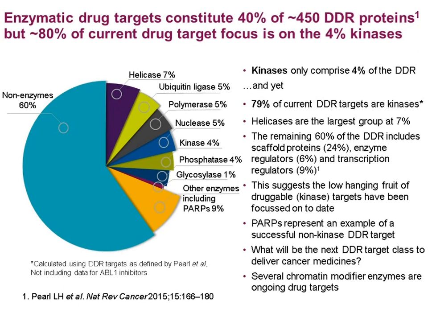So even though 40% of the 400 or so DDR proteins that have been identified have enzymatic activity, about 80% of the current drug target focus is really on just those small number, 4% of the kinases within the DDR pathways. And I think going forward, what we're going to be able to do is think about how we can identify inhibitors of these other enzyme classes, including those that regulate chromatin, to great effect. And probably, again, it's going to be combinations where we see the most effect.